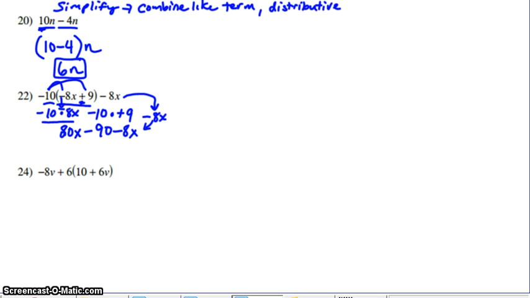Since we're finished distributing, we're going to combine like terms. My x's are going to go together, and this is by itself. So I could just write that in now because I don't have to combine it with anything. 80x minus 8x. Positive 80x and negative 8x. When we combine those, we get 72x. And then you're finished. You can't combine these, so you leave it as it is.